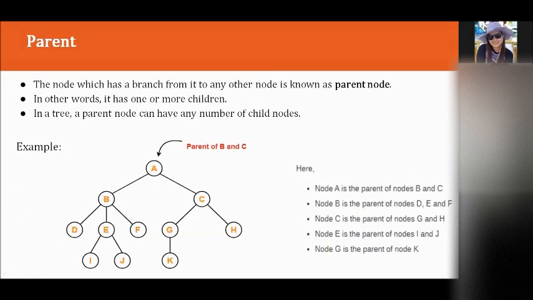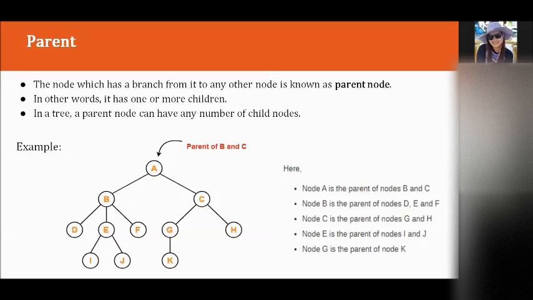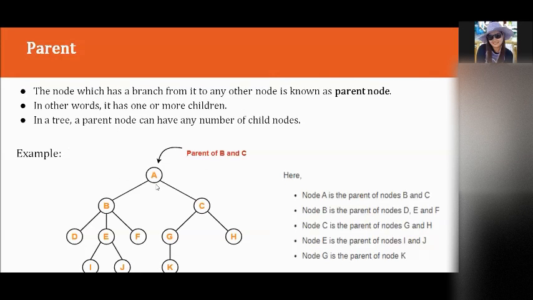So for example, this one, okay? So you will see the parent of B and C is A. So whom do you think is the parent of D, E, and F? So node A is the parent of nodes B and C. Node B is the parent of D, E, F. Node C is the parent of nodes G and H. Node E is the parent of I and J. And the last one, node G is the parent of node K.